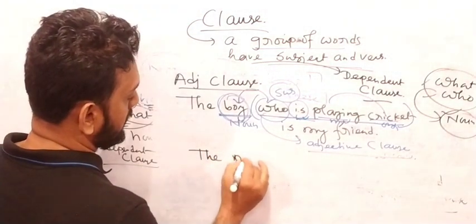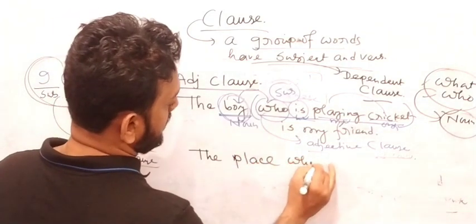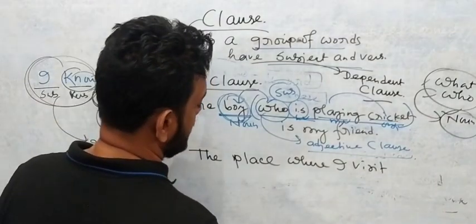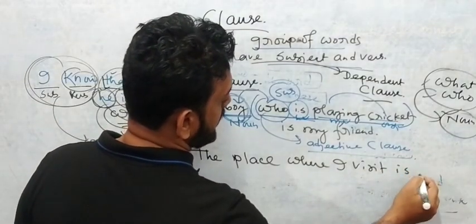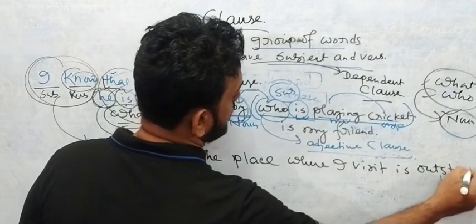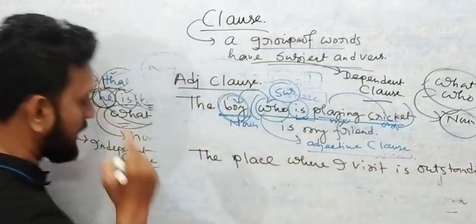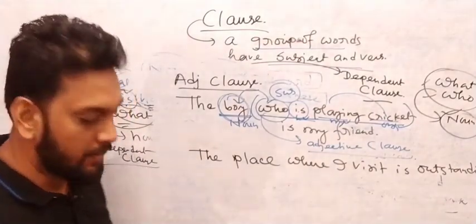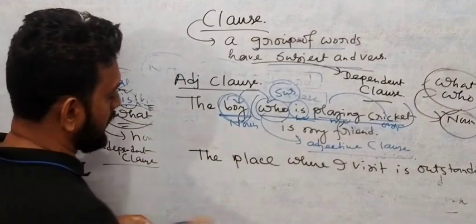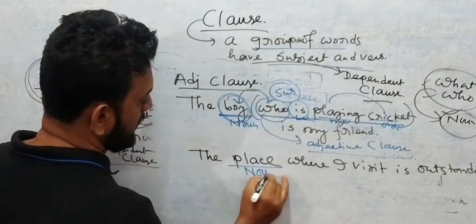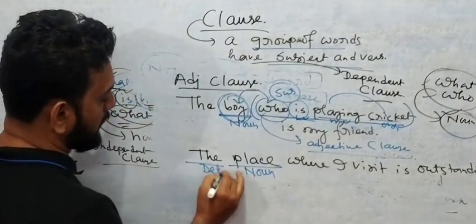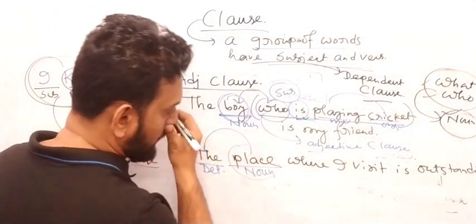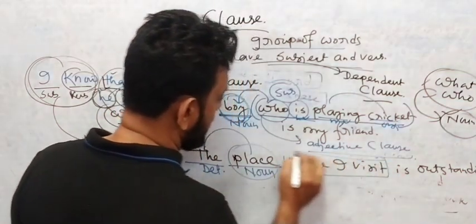The place where I visit is outstanding. Okay, the place where I visit is outstanding. Now let me define it. You see, place is a noun over here, and why is it a noun? Because the is a determiner, or you can say article. So after an article or determiner, a noun should be there. So place is a noun.